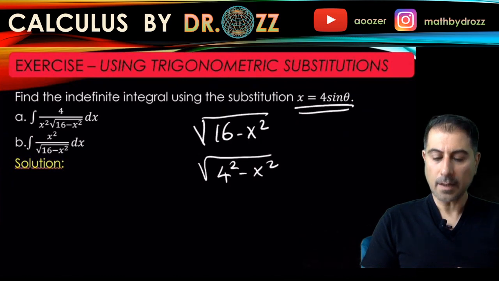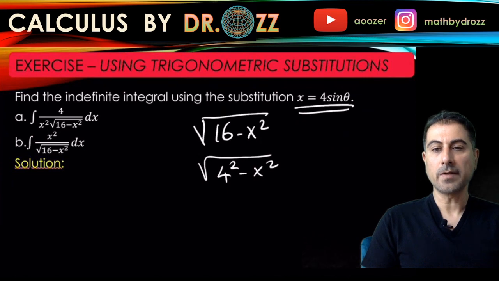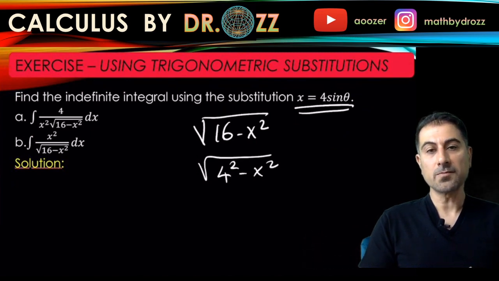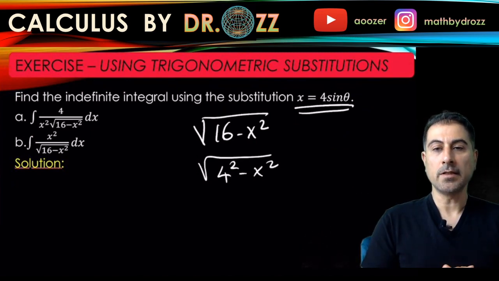But I think we're done with this example, and we were able to get rid of the square root terms in both integrals by using this trig substitution. And the resulting integrals in both cases were much easier than the original integrals.